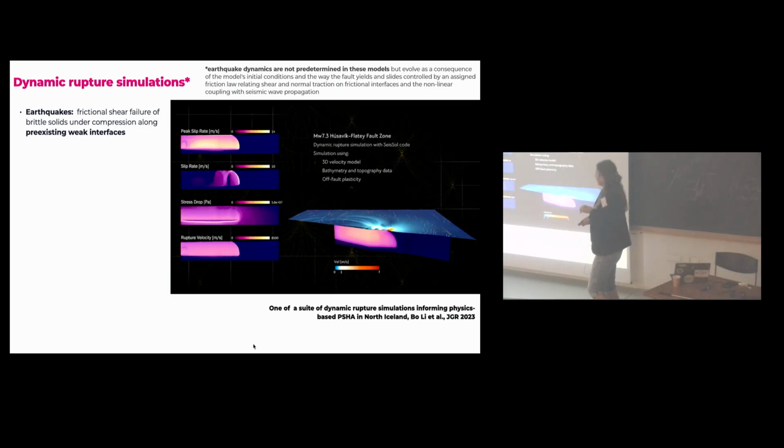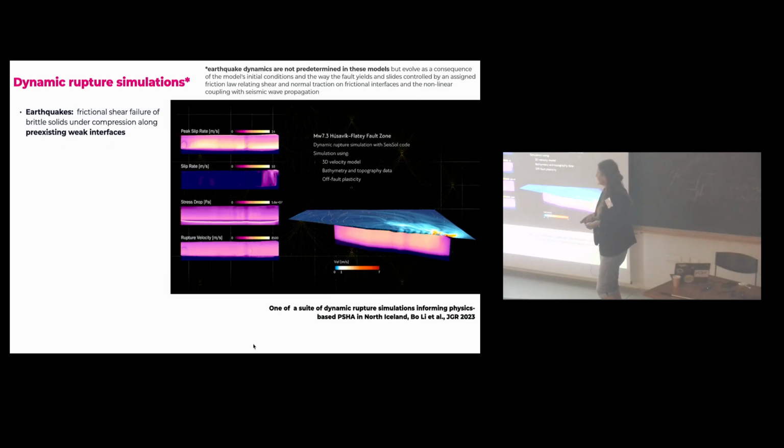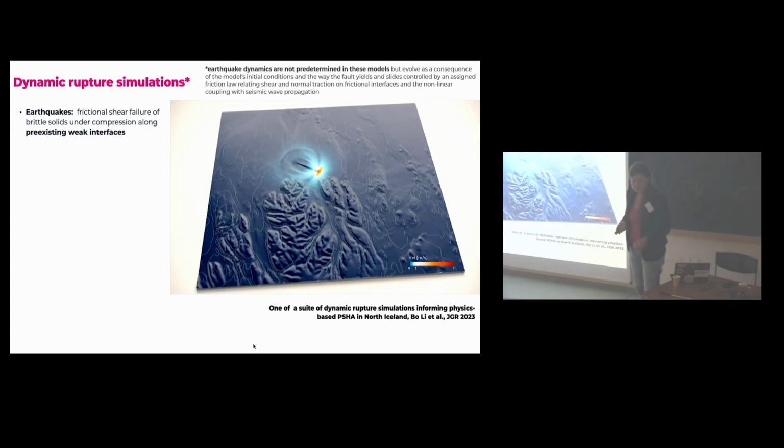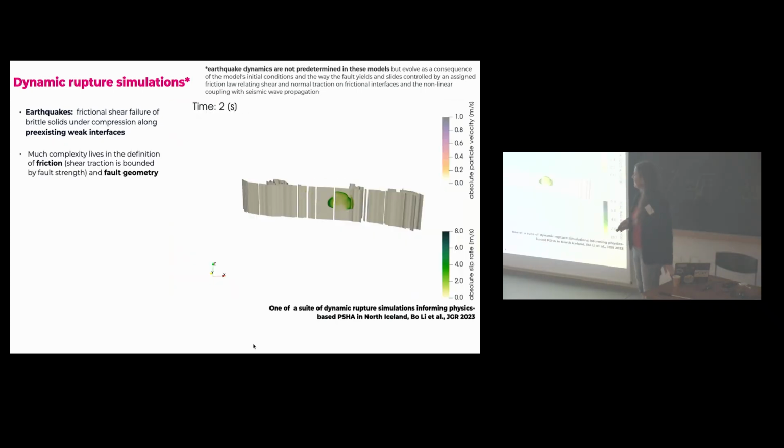So we're treating earthquakes as frictional shear failure of brittle solids under compression along pre-existing weak interfaces. And much of the complexity that you will see in these models lives in the definition of friction. We heard a lot about that, but also in fault geometry. And we started to hear about this in the beginning of today.